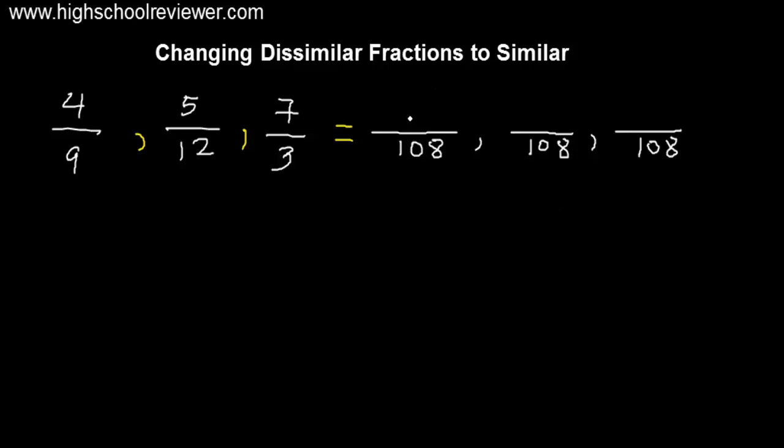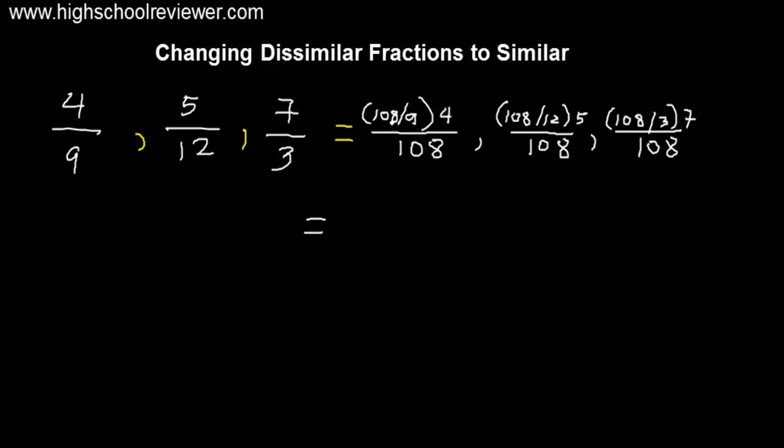And then to get the numerator here, we will divide 108 by 9. So 108 divided by 9, multiply this by 4. And for the second numerator, we will have 108, this denominator, divided by 12, and multiply this by 5. And for the third numerator, we will have 108 divided by 3 multiplied by 7.